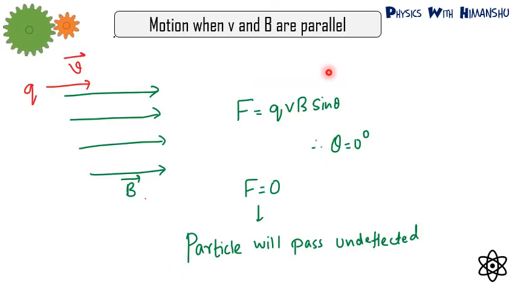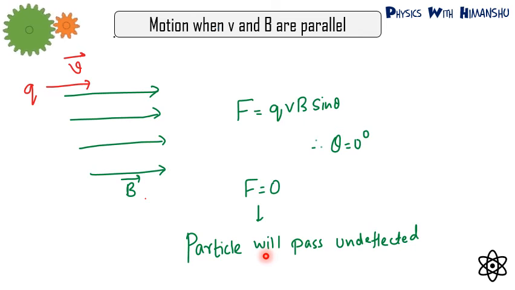And the last case is, what will be the type of motion when V and B are parallel? If V and B are parallel or anti-parallel, the formula for force is qVB sin theta, and putting theta equal to 0, the force will be 0. So the particle will pass undeflected. Undeflected means the magnetic field cannot apply any force on the charged particle. So if it is traveling in a straight line, it will just pass through the magnetic field, with no deflection.